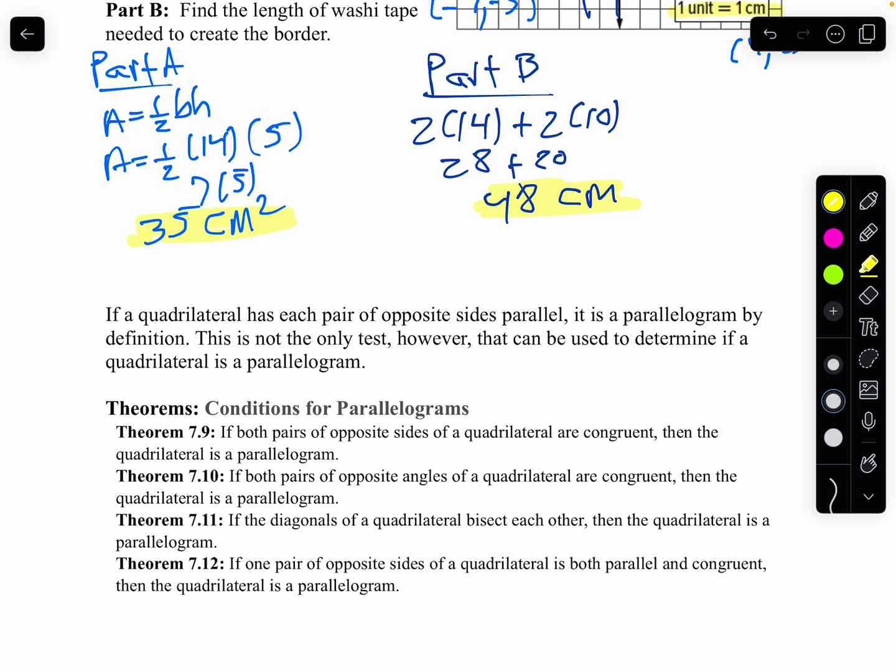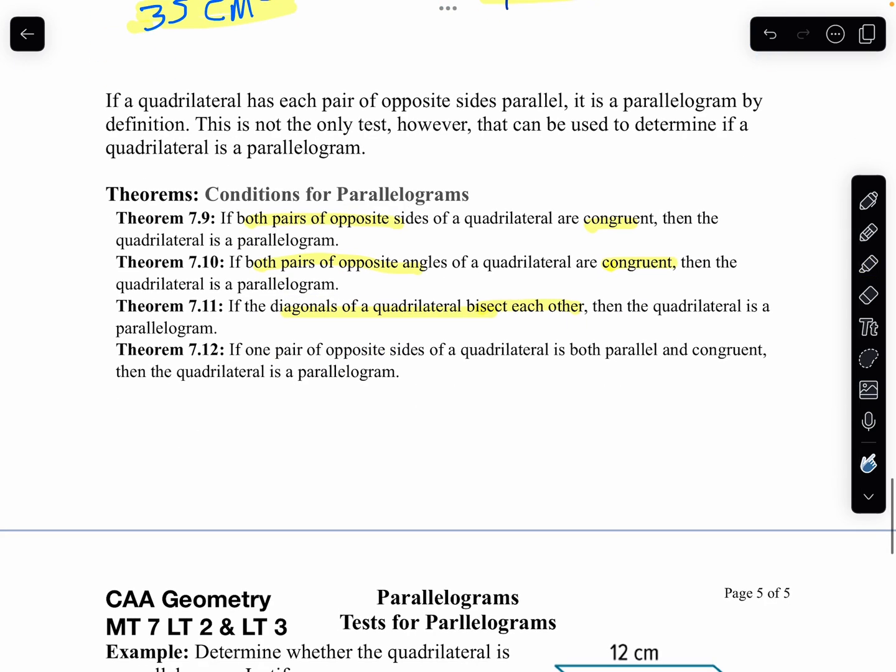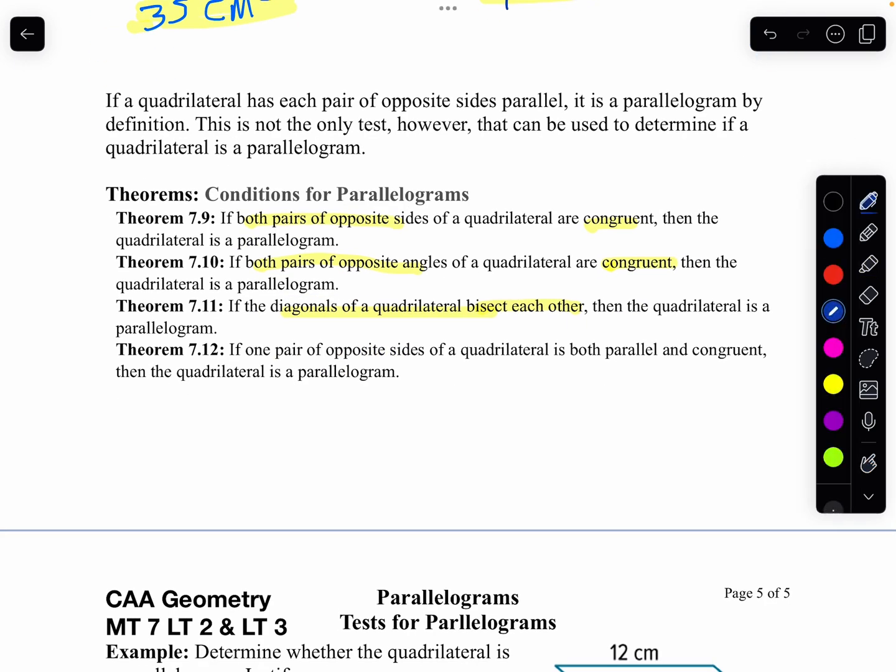Now, if both pairs of opposite sides are congruent, it's a parallelogram. If both pairs of opposite angles are congruent, then it's a parallelogram. If the diagonals, both diagonals, bisect each other, then it's a parallelogram. And the one that is different, and it's not just backwards from the other ones, if I have one pair of sides that are both parallel and congruent.